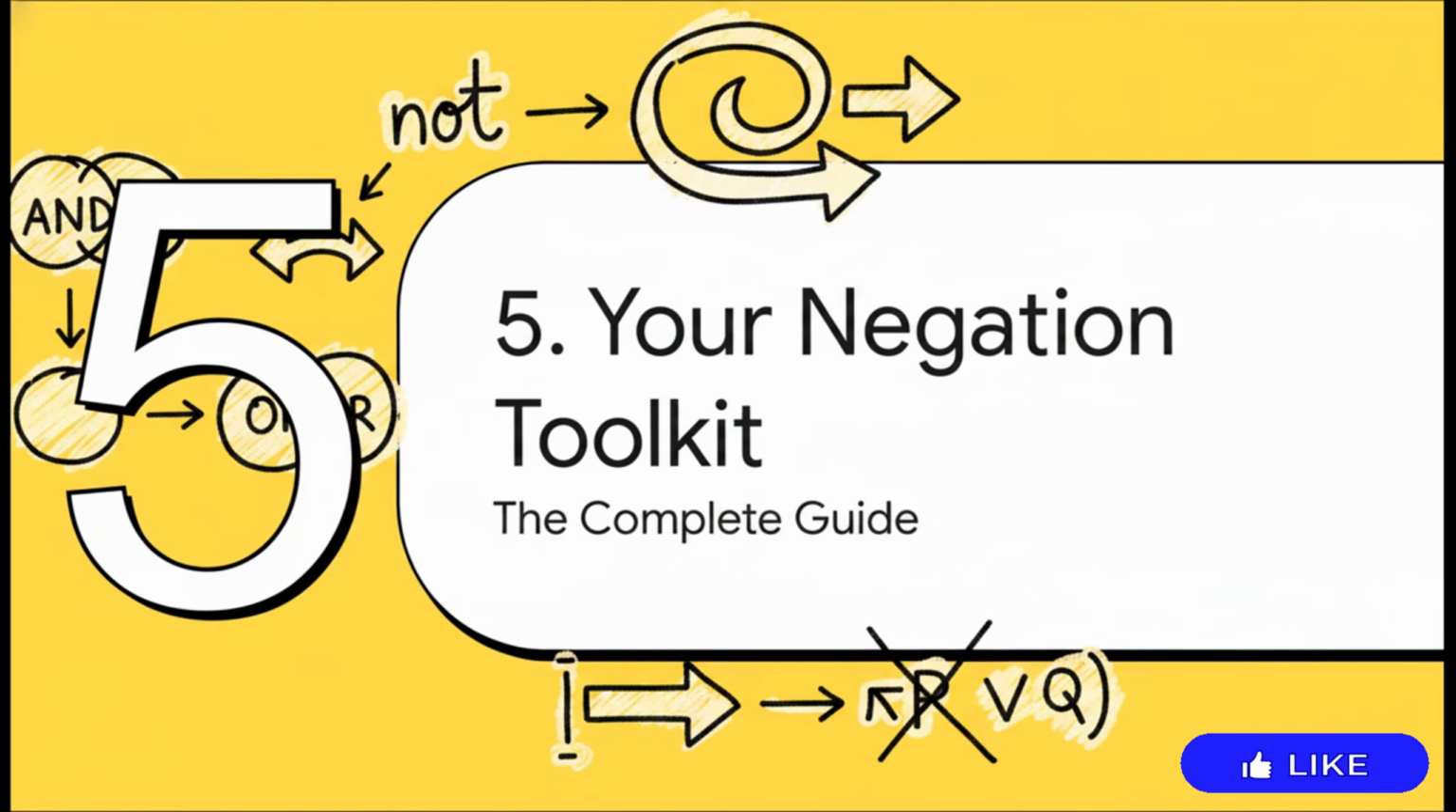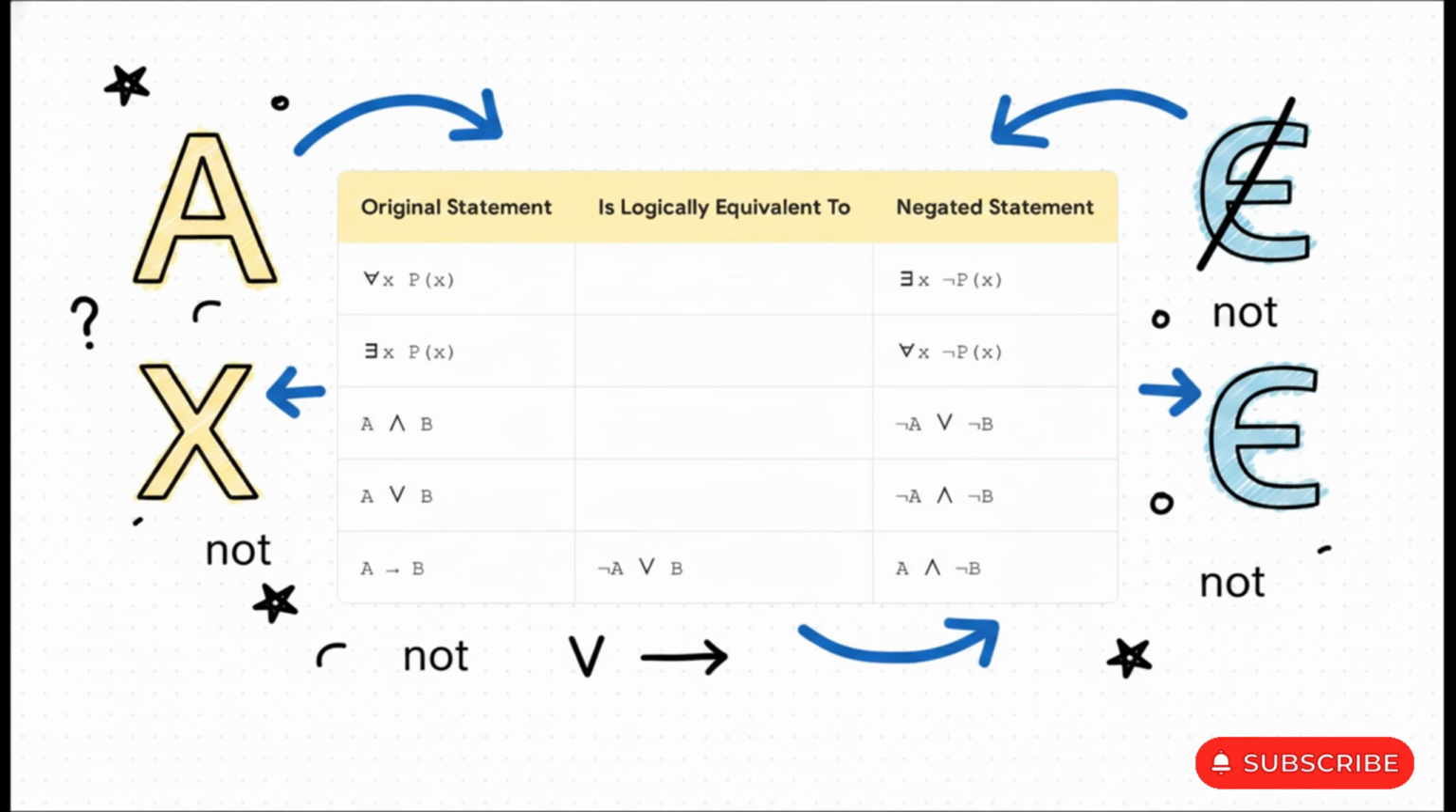Okay, we have covered a ton of ground. We've learned how to flip quantifiers, we know how to handle ands and ors, and we've even cracked the code on if-then statements. So let's put it all together in one place. And here you have it, your complete negation toolkit. This table has every single rule we've talked about today. On the left, you've got the original statement, and on the right, what its negation looks like. This is your ultimate cheat sheet for getting your logical negations right every single time. You're probably going to want to screenshot this one.